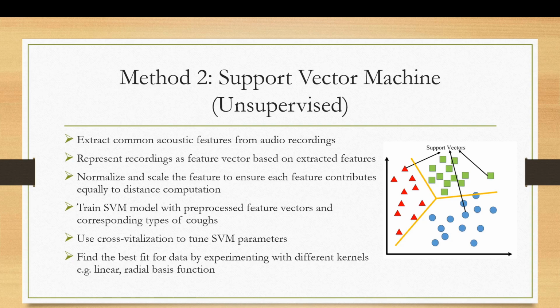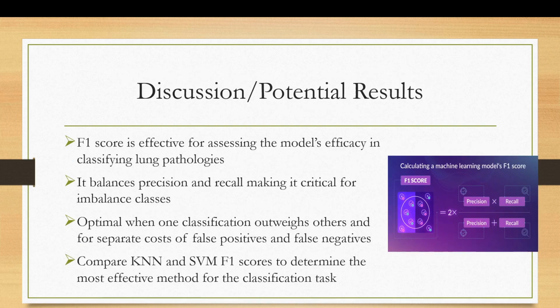Lastly, with this model, we would like to find the best fit for the data by experimenting with a myriad of kernels such as the linear or the radial basis function. To get to our conclusion, what we would like to do after taking all this into account is assign an F1 score for both of these models' efficacy.